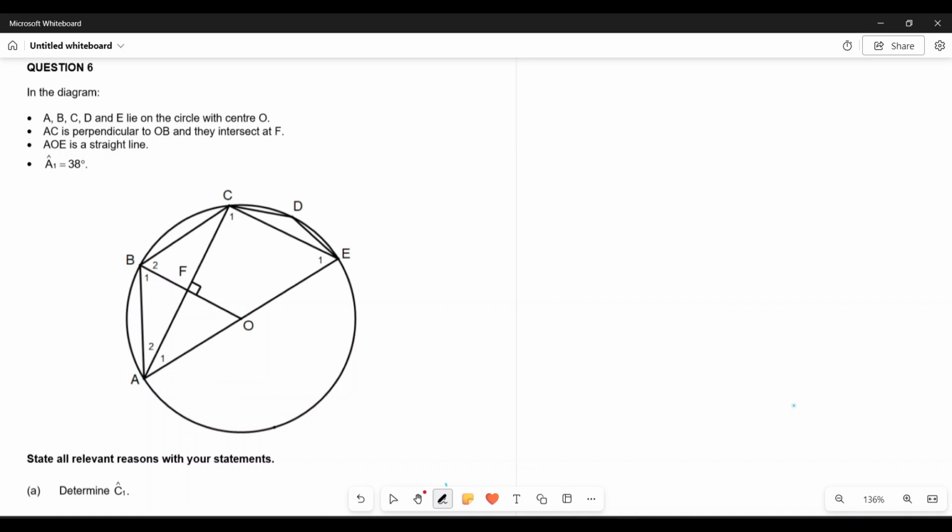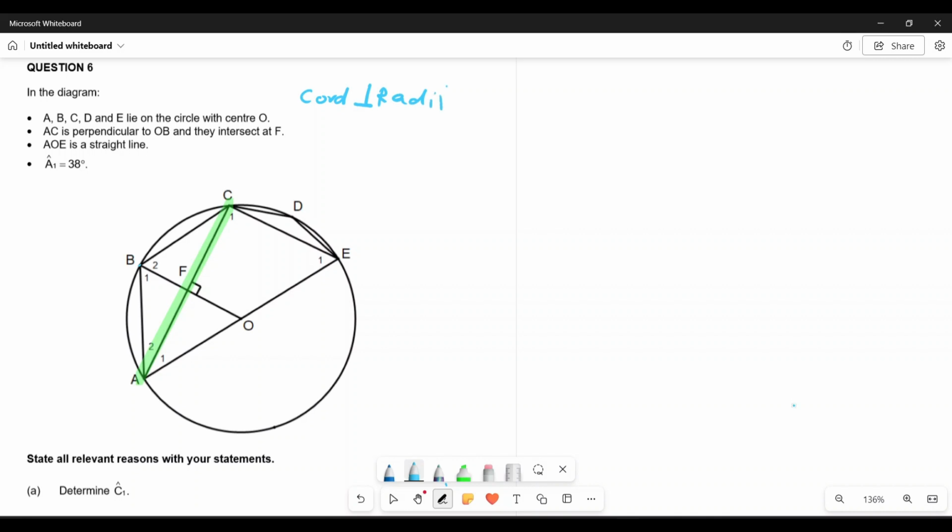Now, what is this line AC? Let me try and highlight it here so that you could see the line they're talking about. This is our line AC. And what do we call this line? This is a chord, right? And this is perpendicular to OB. Now, a line from center to the circumference, which is your OB, would represent your radius, right? And remember, your chord is perpendicular to your radius.